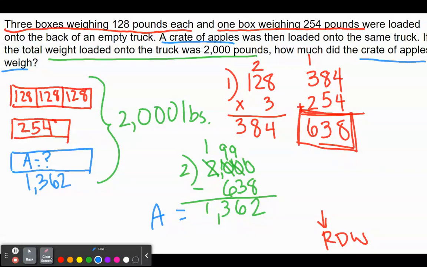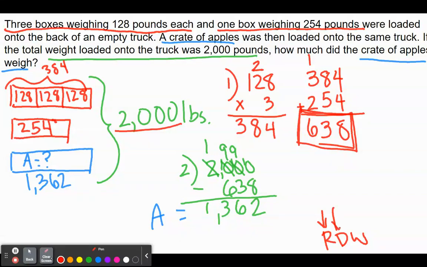Now, if I wanted to go back and check my answers, which we always do, we could definitely add 1,362 plus 254 plus 384, because all three of these together is 638. And all that together should give us 2,000. But for the sake of time, we're not going to do that today. But you should definitely check your answers when you have done so.